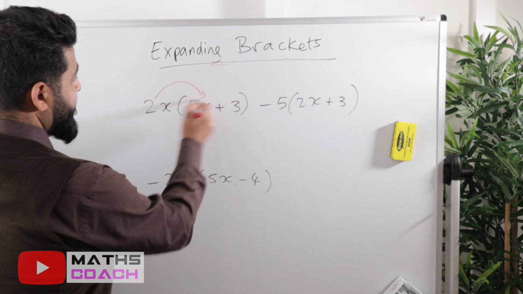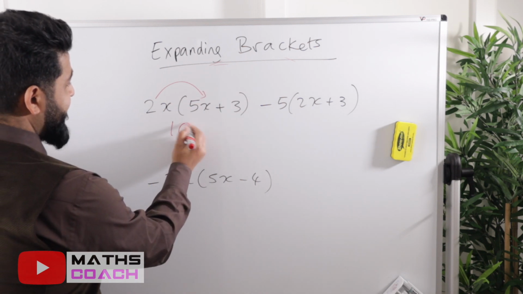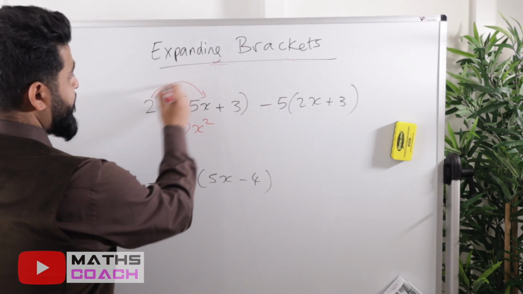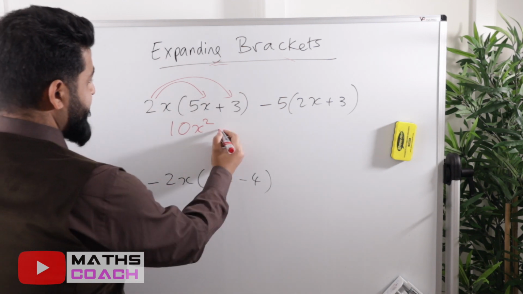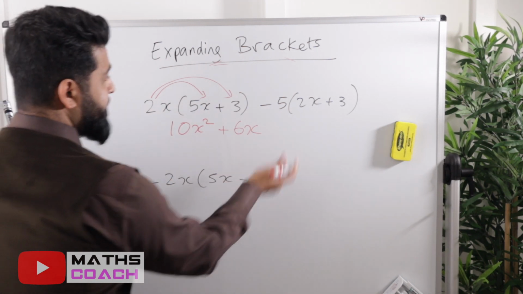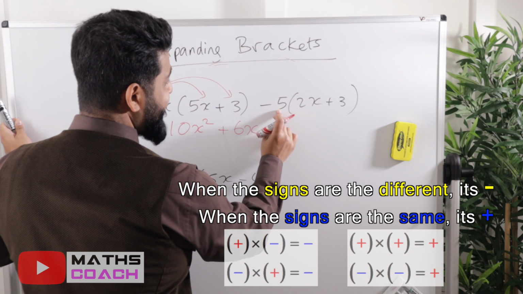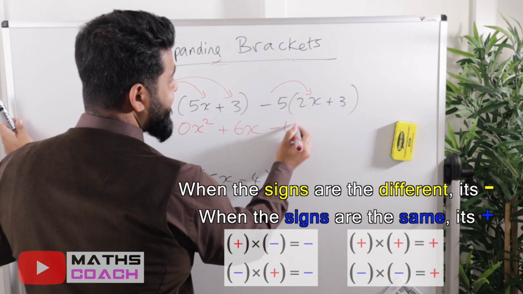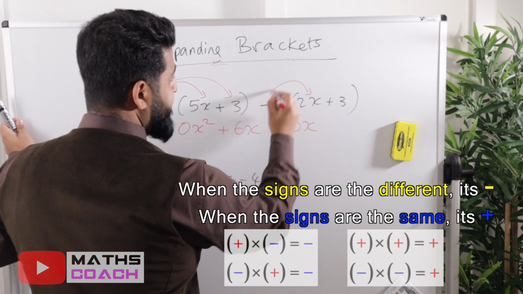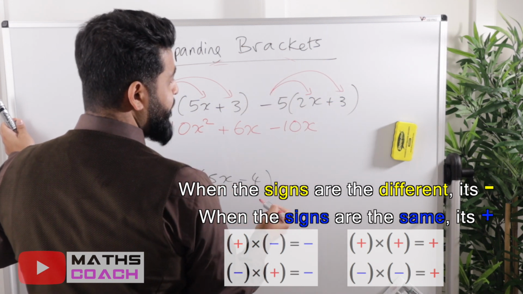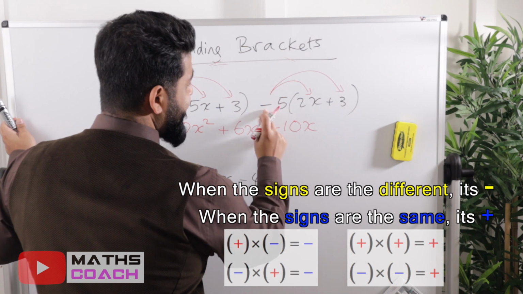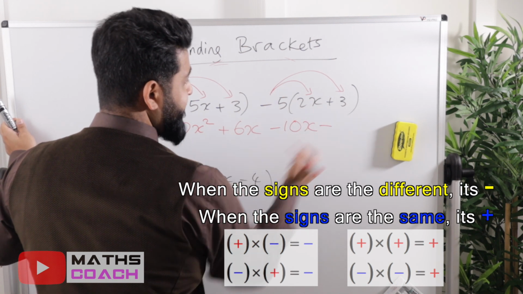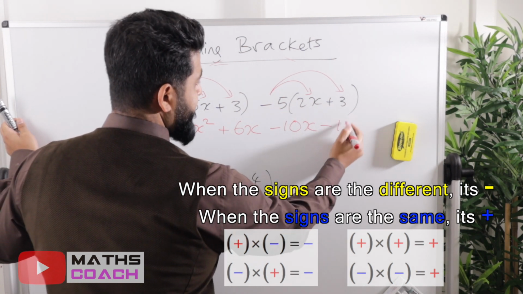So 2x times by 5x gives us 10x squared. 2x times by 3 gives us plus 6x. And then we continue with this one. So minus 5 times by 2x gives us minus 10x. And then minus 5 times by 3. Negative and a positive, the negative is dominant. So 5 times 3, 15.